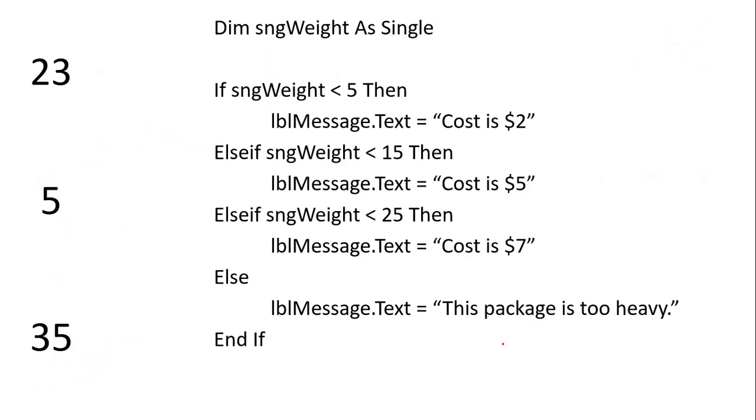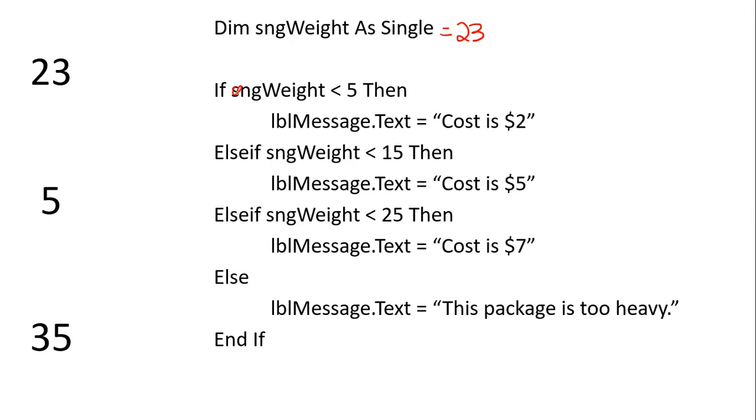Let's take a look at one more example. So I got S and G weight, and it's less than 5, less than 15, less than 25, and it looks like it's some form of a mailing or something of that nature. So they're saying, well, what if weight is 23? What happens if weight is 23?